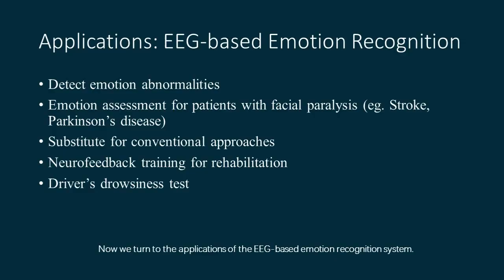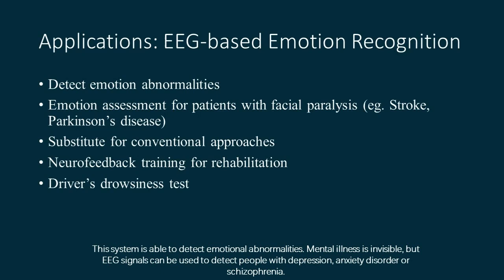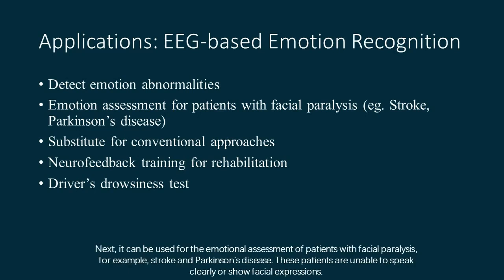Now we turn to the applications of the EEG-based emotion recognition system. This system is able to detect emotional abnormalities. Mental illness is invisible, but EEG signals can be used to detect people with depression, anxiety disorder, or schizophrenia. Next, it can be used for the emotional assessment of patients with facial paralysis, for example, stroke and Parkinson's disease. These patients are unable to speak clearly or show facial expressions.